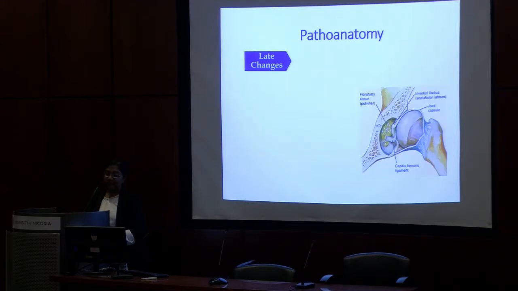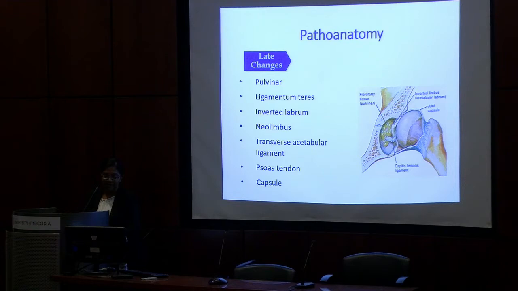Later on, there's a change in the structure of the tissues, both inside the hip joint and outside the hip joint. So the pulvinar, which is the fibrofatty tissue that sits right in the hip joint here, starts to become thickened. The ligamentum teres, which connects the femoral head to the acetabulum, also can become thickened. We were talking about the inverted limbus and labrum. There's a transverse acetabular ligament down here. And then the joint capsule itself can be constricted. And what you don't see here is the psoas muscle, which is the hip flexor, comes across and can also constrict the capsule.